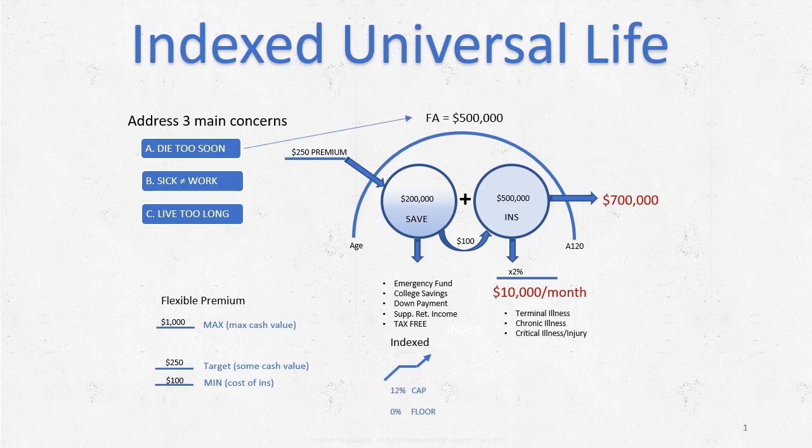So it addresses these three main concerns. Die too soon, you have a life insurance benefit. Get sick and you can't work, you have living benefits. And then if you live too long and you've exhausted your primary retirement account, you now have funds in your cash value for a supplemental retirement.